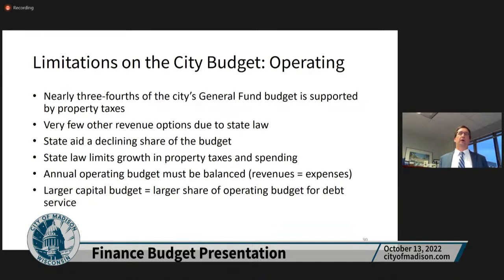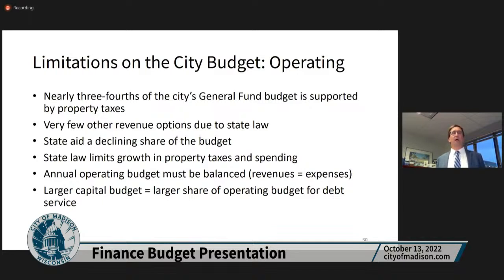So to start, there are some significant limitations on the city's budget. And as we mentioned earlier, almost 3/4 of the budget is supported by property taxes. And there are very few other general revenue options under state law. So cities have almost no general options to turn to. In contrast, for example, to counties around the state that do have the option of levying a 0.5-cent sales tax, which Dane County does do.